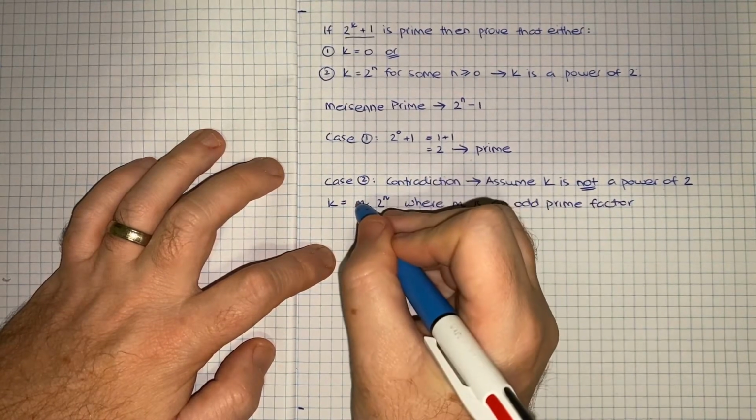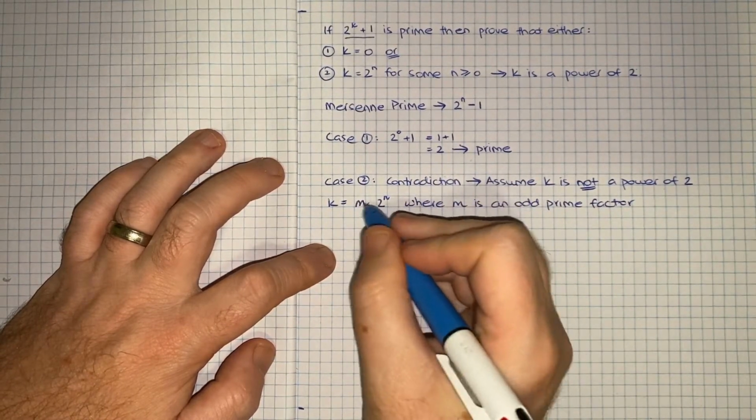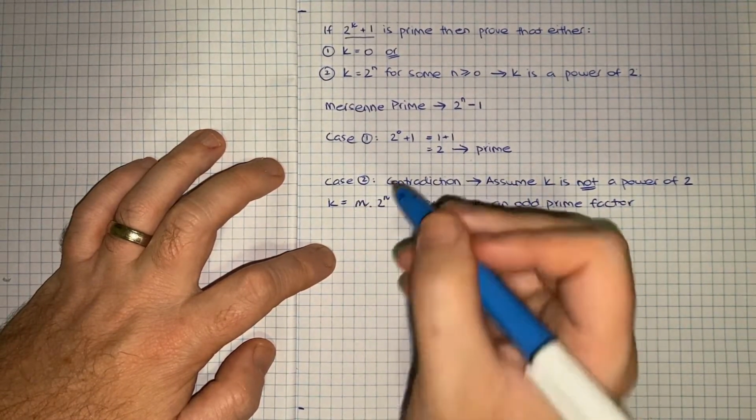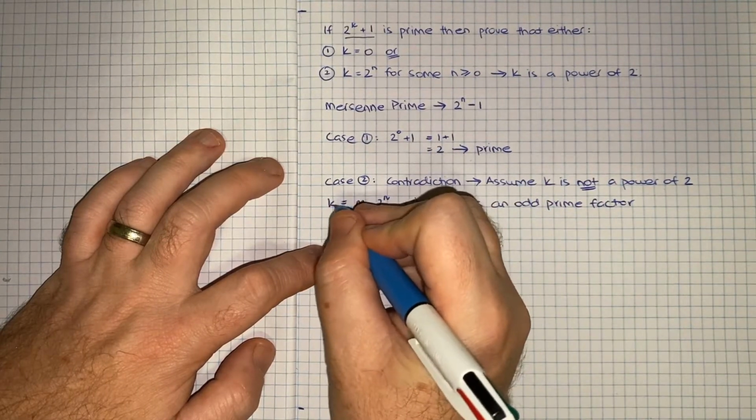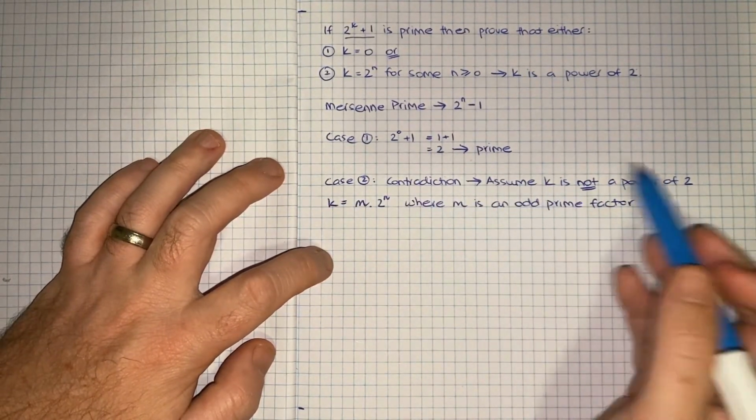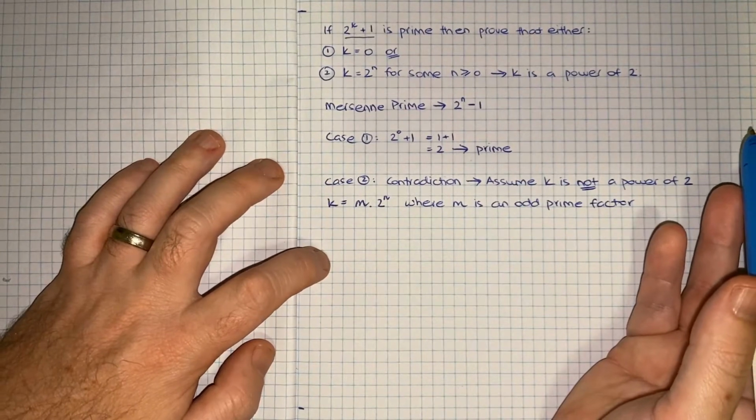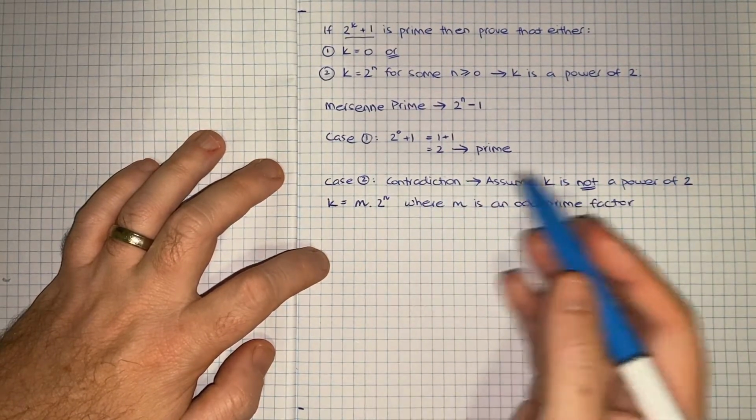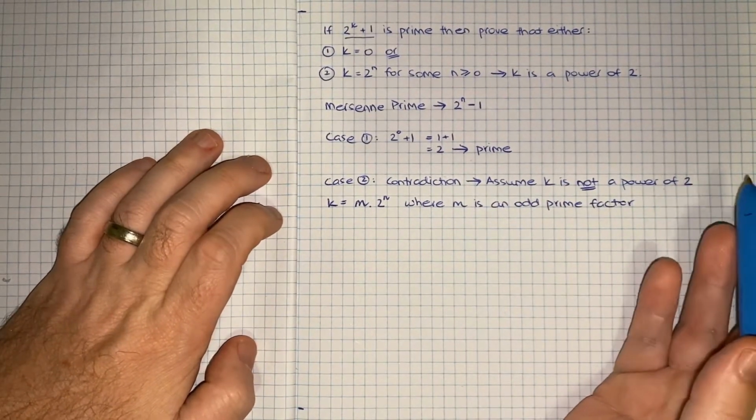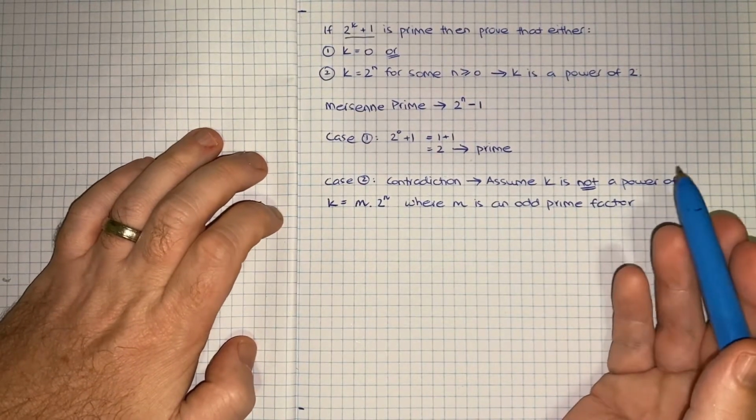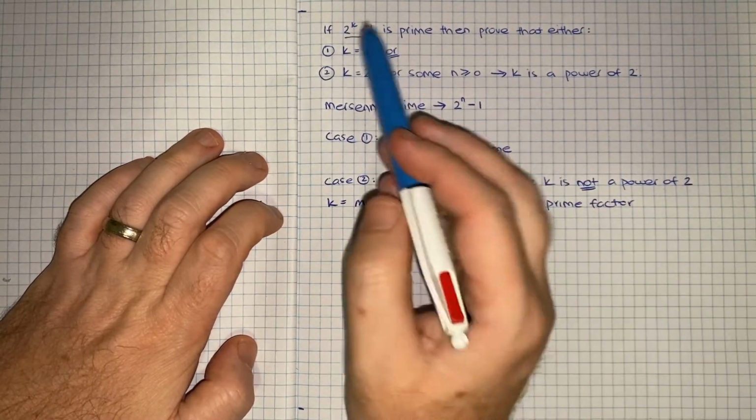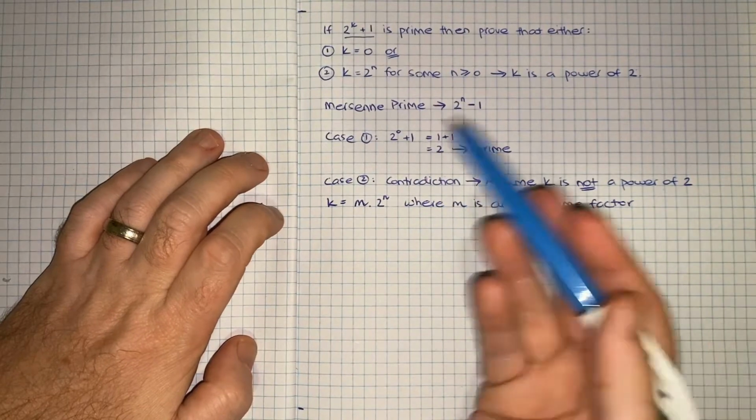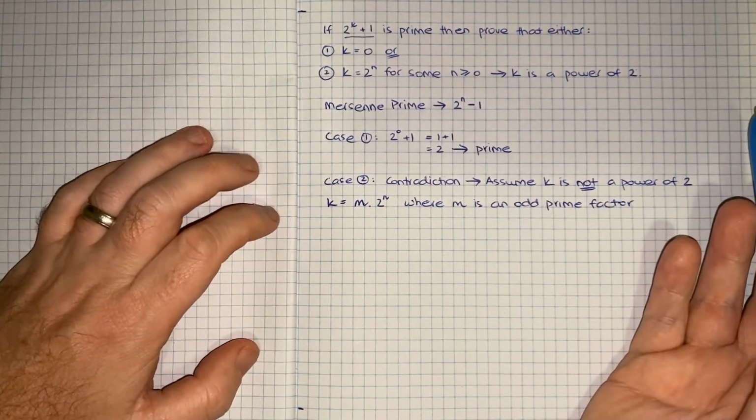So let's define that odd prime factor to be m, and so that's the way that we can say that we're going to assume k is not a power of 2. And from here we can now see what mathematical techniques let us start from this 2 to the k plus 1 and end up with some kind of contradiction.